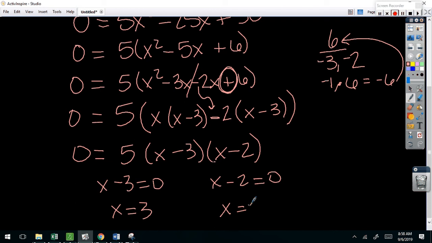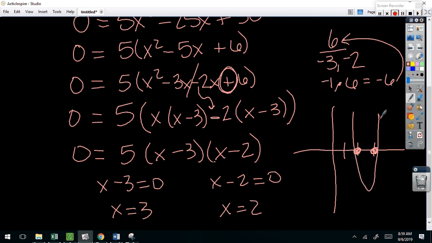So understand what this is saying. This is saying that whatever else my parabola is doing, at 2 and at 3 there are x-intercepts. So I don't know what else, but at 2 and 3 it's crossing the x-axis, okay? Does that make sense to everybody?